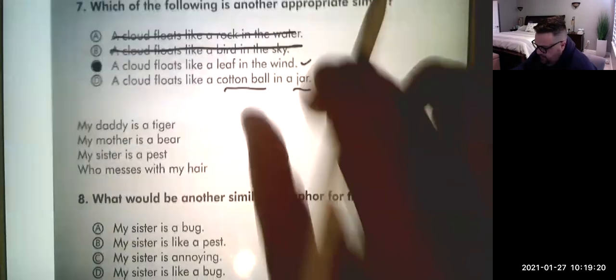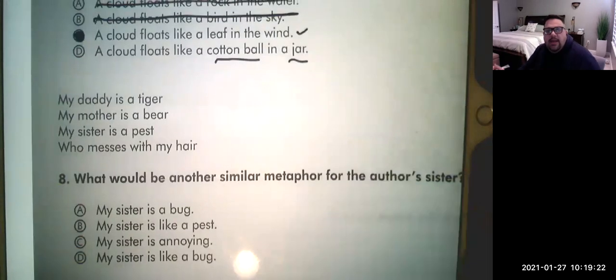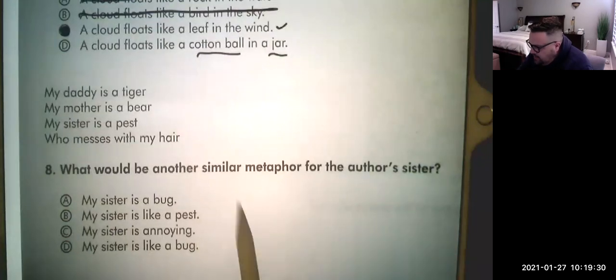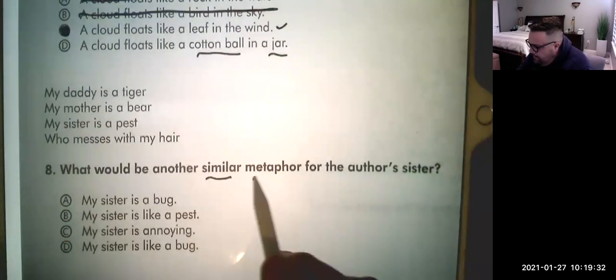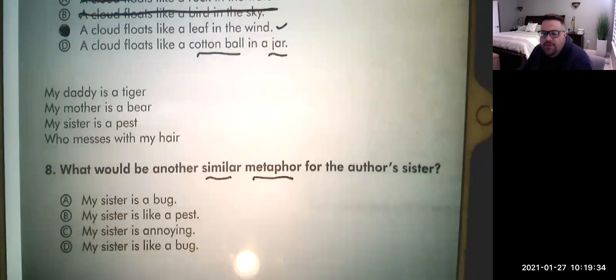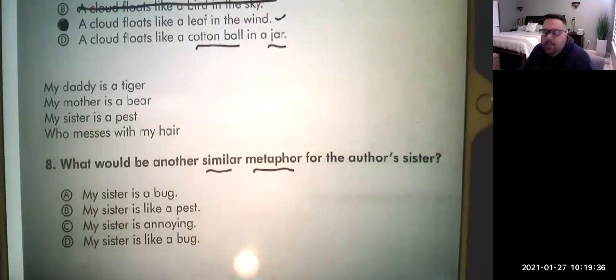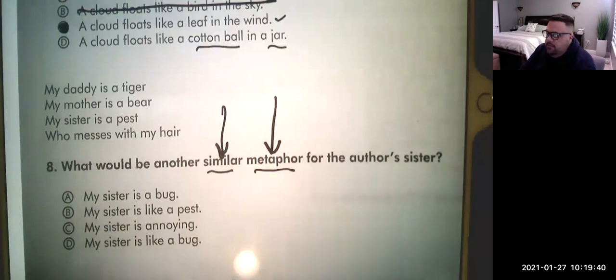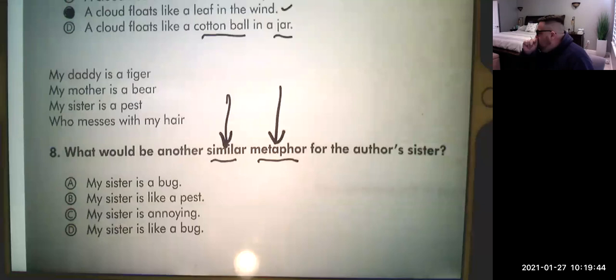All right, here we go. Let's keep it going. Number 8, my daddy is a tiger. My mother is a bear. My sister is a pest who messes with my hair. What would be another similar metaphor for the author's sister? It's got to be similar and a metaphor. Pause the video. All right, Mr. Spina, walk us through this one.